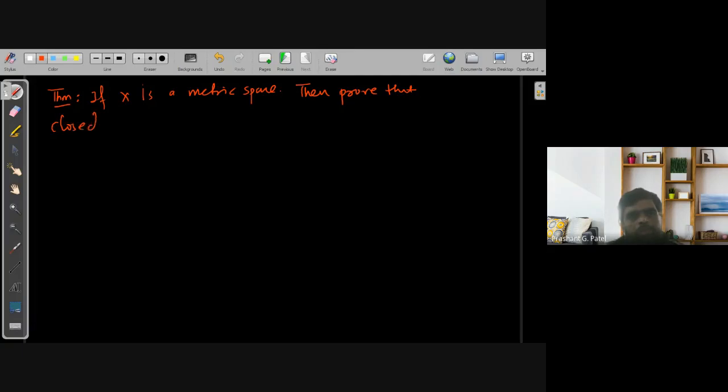So in a similar manner, what should be the next result that we have is that the closed sphere is always a closed set. So if X is a metric space, then prove that a closed sphere S_r(x0) is a closed set for x0 belongs to X and r greater than 0.